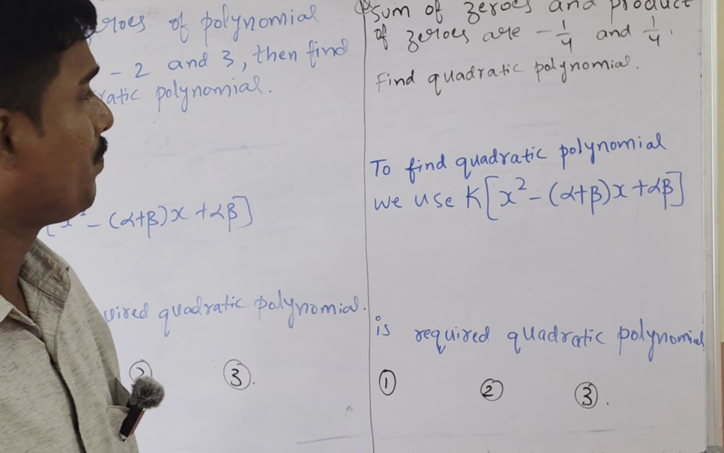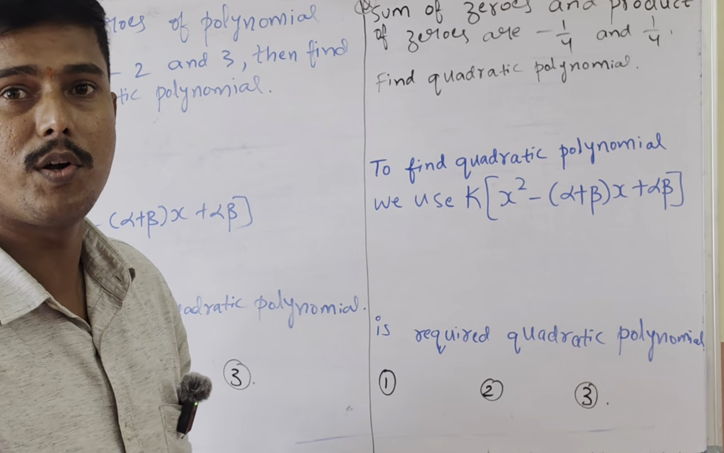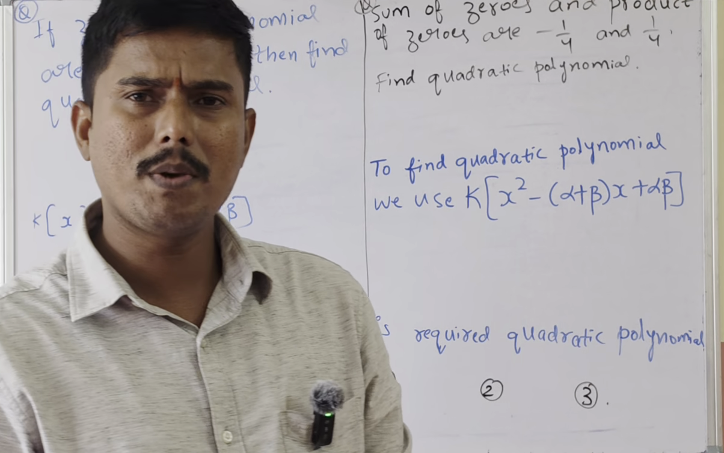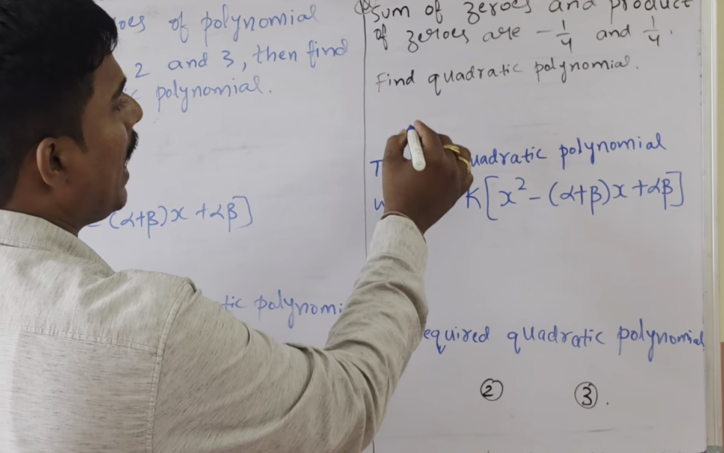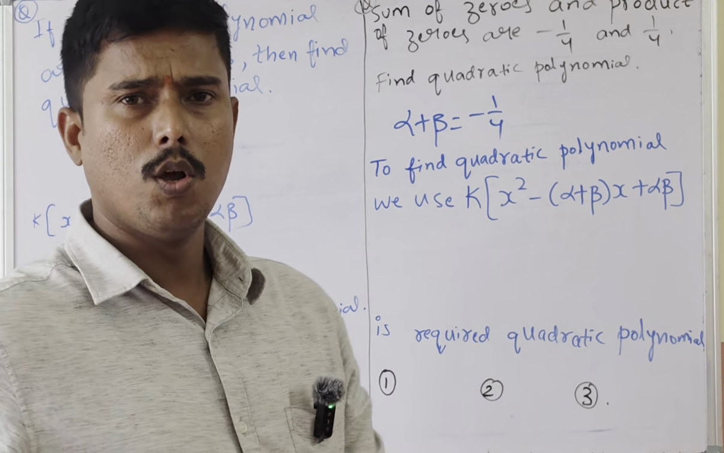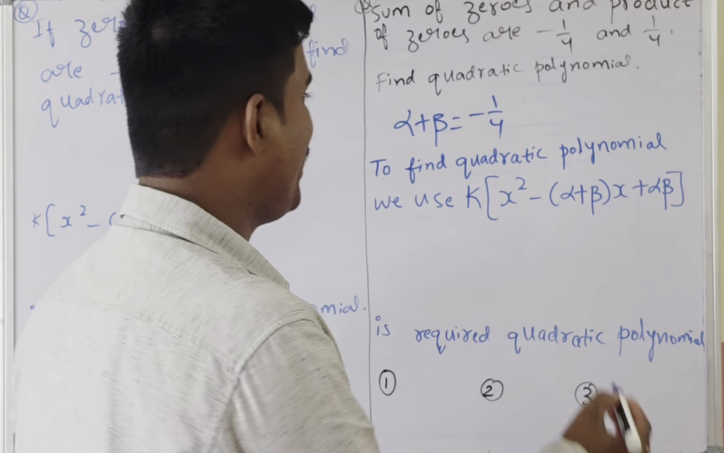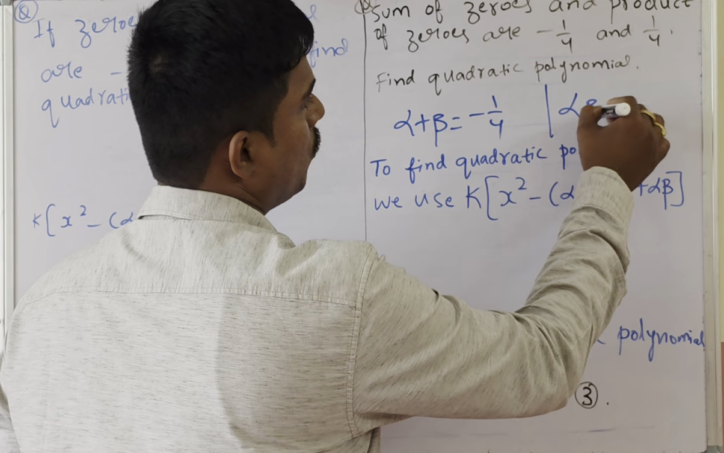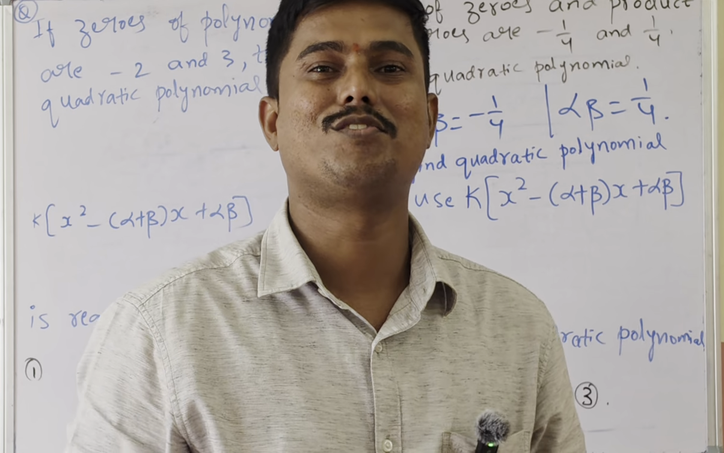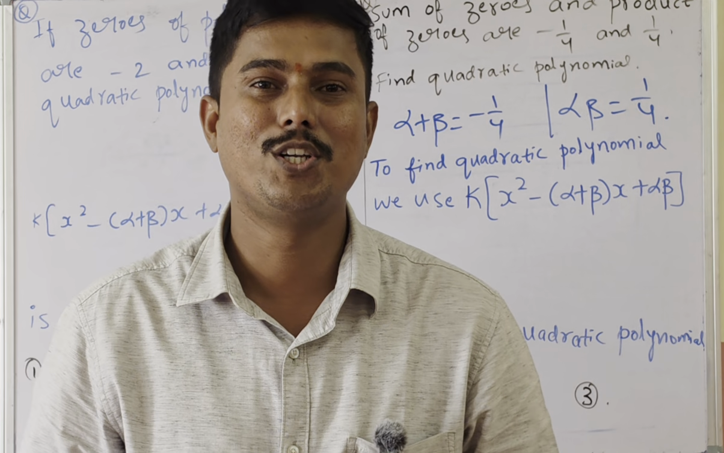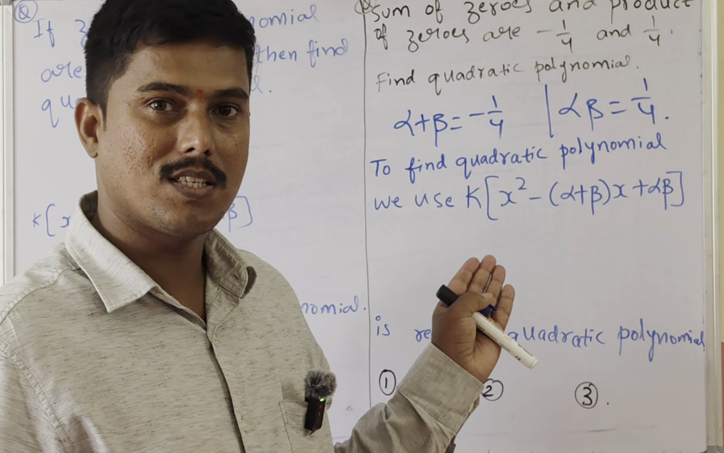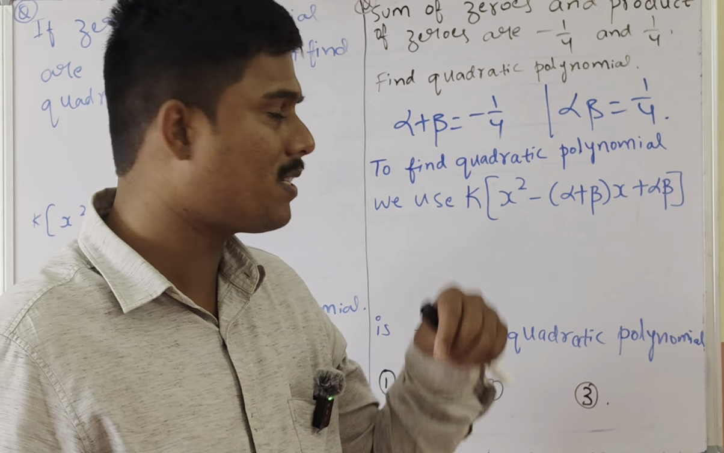See here, the sum of zeros and product of zeros are minus 1 by 4 and plus 1 by 4. What do you mean by sum of zeros? Last class we learned alpha plus beta equals minus 1 by 4. What do you mean by product of zeros? Alpha into beta equals 1 by 4. Now, to find a quadratic polynomial, we are going to use this relation: k of x squared minus (alpha plus beta) x plus alpha beta.